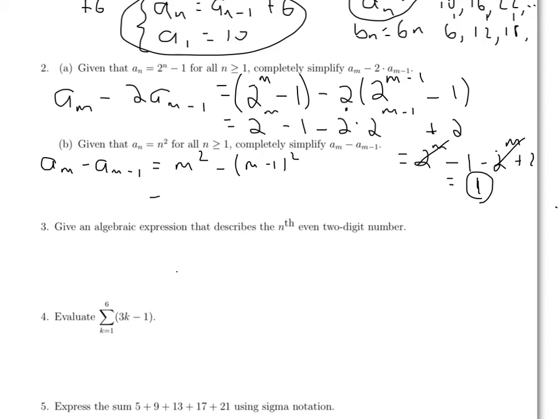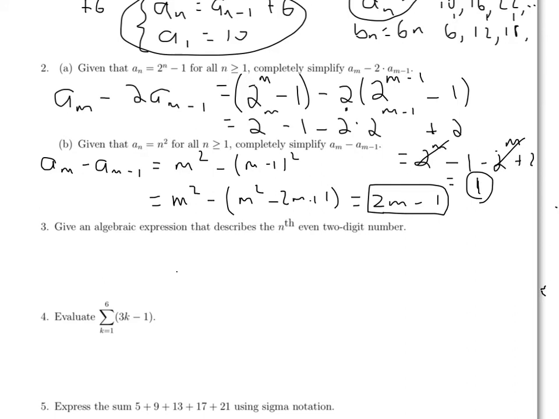So this I should use FOIL, and I'll do that without taking the parentheses off first. m minus 1 squared is m squared minus 2m plus 1. It's really m minus 1 times m minus 1 using FOIL. And then when I do this subtraction through the parentheses, the m squareds are going to actually go away. I'll have m squared minus m squared. And what I'm left with is positive 2m minus 1.